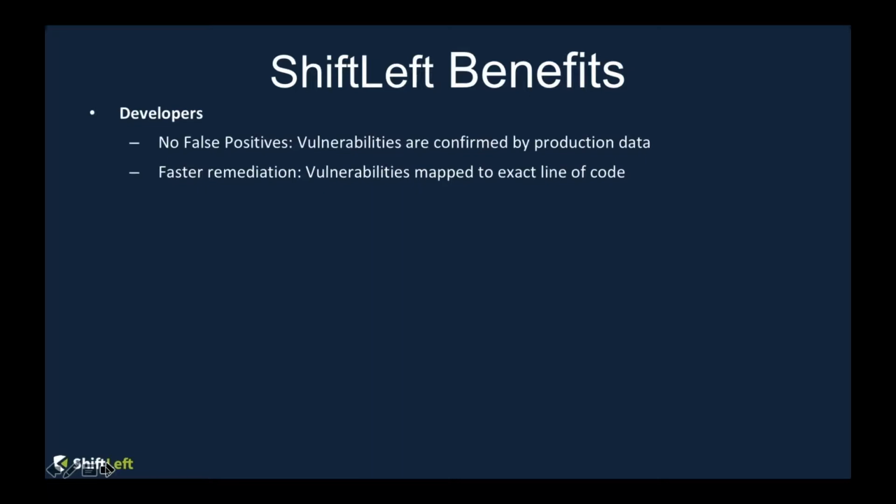So what are the benefits for developers? You no longer have to deal with false positives. Vulnerabilities are confirmed by production data. There's a much lower mean time to repair, because now you know exactly which vulnerability was triggered in production and what line of code caused that issue.